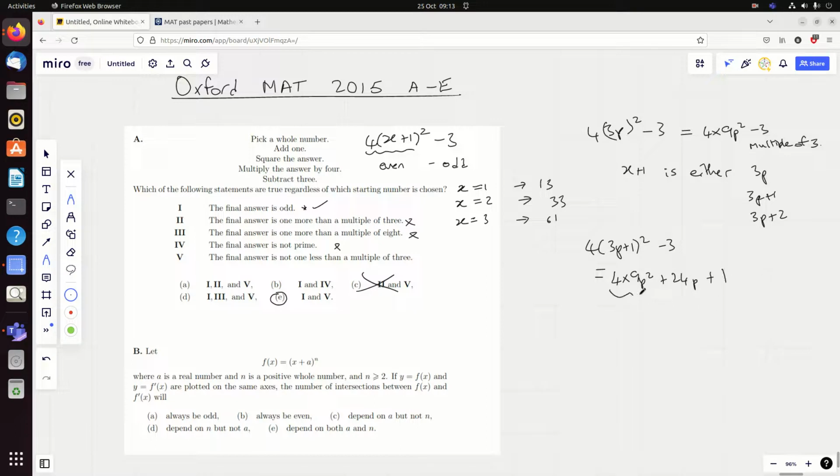Do you see what I mean? Because that's clearly a multiple of 3. That's 1 more than a multiple of 3. So the answer is either a multiple of 3 or 1 more than a multiple of 3.